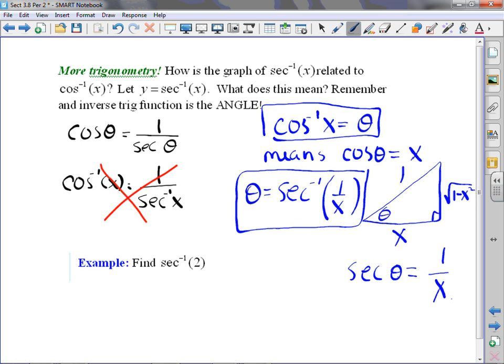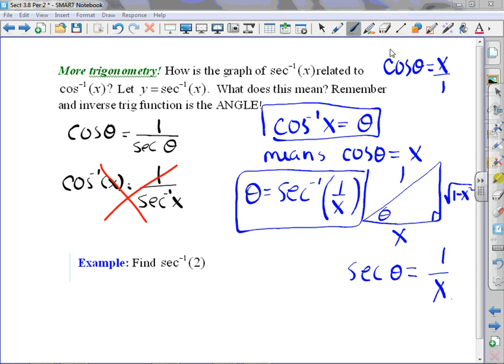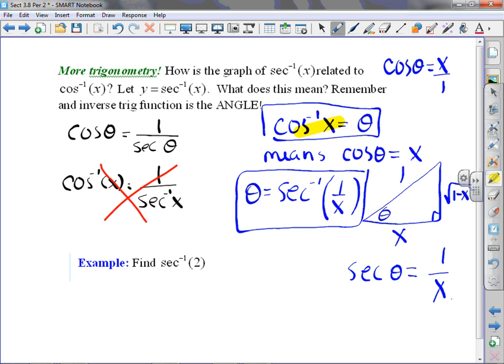Because this is cosine of theta is equal to x. What's that as a fraction? It's x over 1. Okay, so then what's secant of theta? 1 over x. Solve for theta. My angle here is inverse secant of 1 over x. My angle here is inverse cosine of x. Since the angles are the same, what has to be true? Okay, since the angles are the same, then these are what? Equal. So that's the relationship.